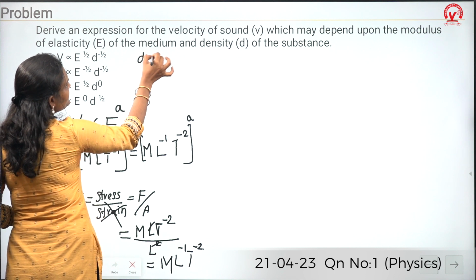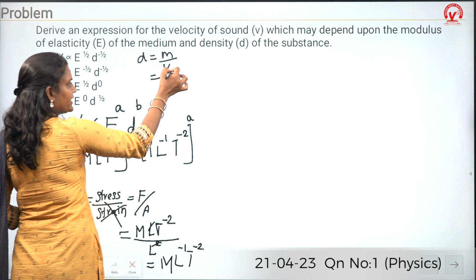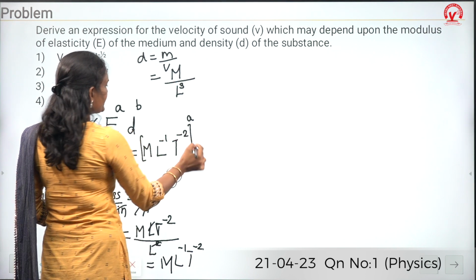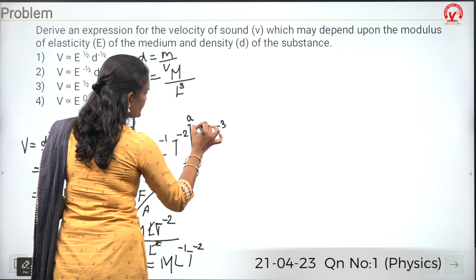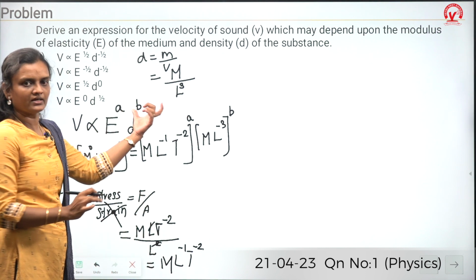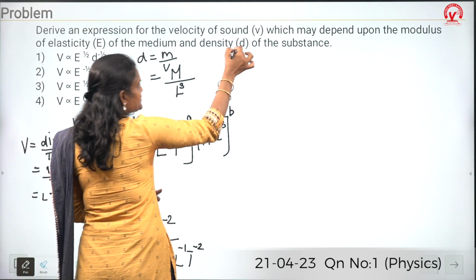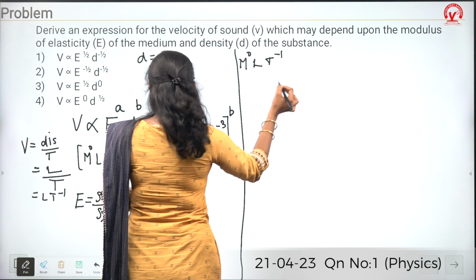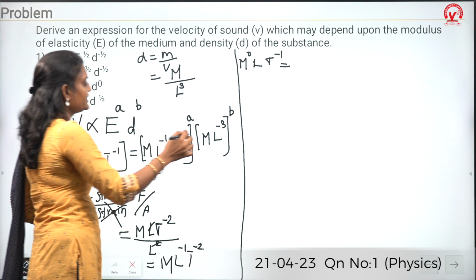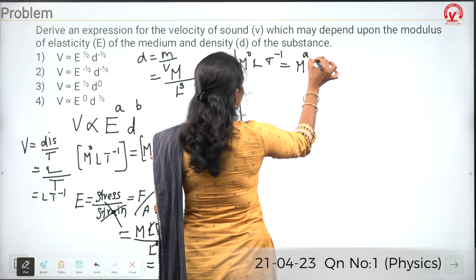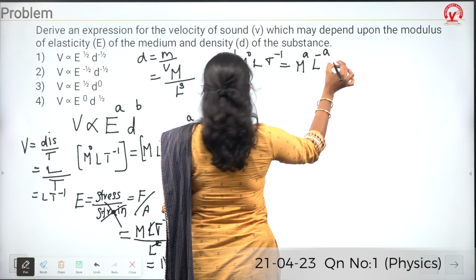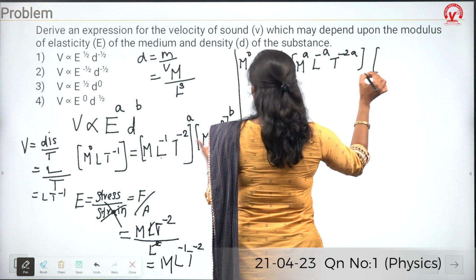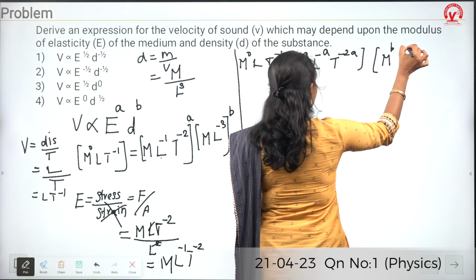Now D is nothing but the density of the substance. Density is equal to mass by volume. So mass, the dimensional formula is M, and volume, that is length cube. So this can be written as M L minus 3, raised to the power b. Now substitute these values. This can be written as M 0 L t minus 1 is equal to, I am going to take this power inside, that is M a L minus a t minus 2a, and next one M power b and L minus 3b.